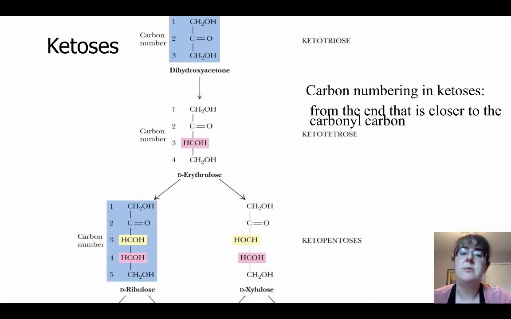Taking a look at ketoses, we have that same general notion. When we look at numbering ketoses, you're going to start numbering from the end that's closer to the carbonyl carbon. In dihydroxyacetone, since it only has 3 carbons and it's your center carbon that has the carbonyl, you could have numbered that one either way. So that one is symmetrical. But then as we start to add things, now is when our numbering comes into play.